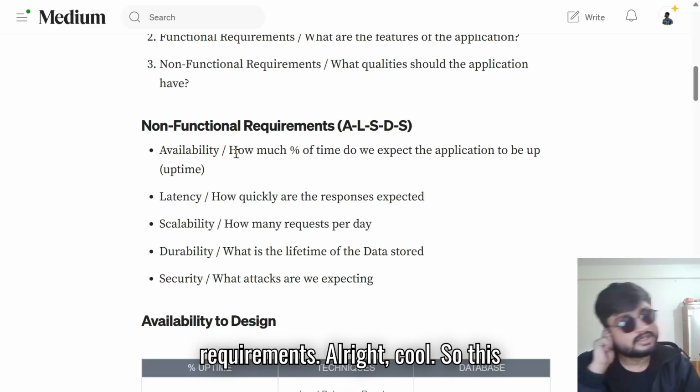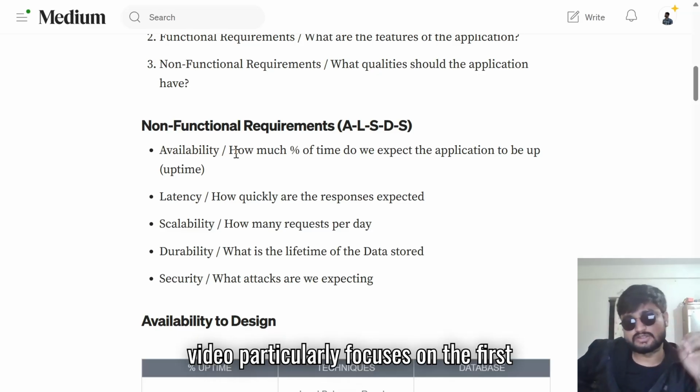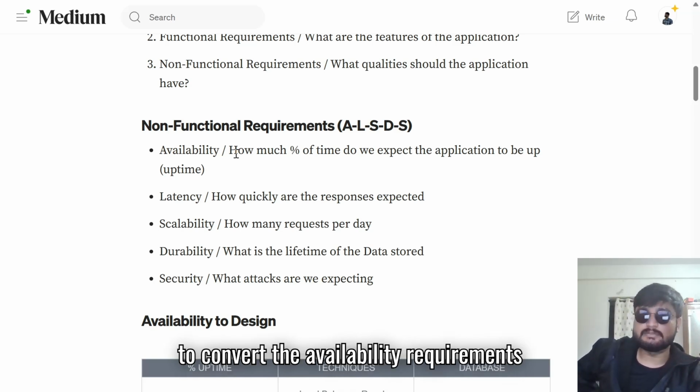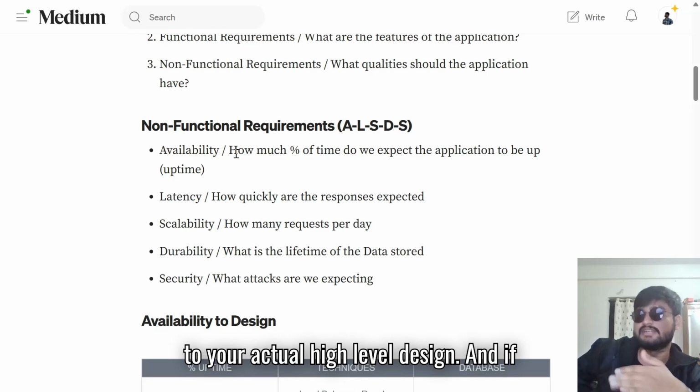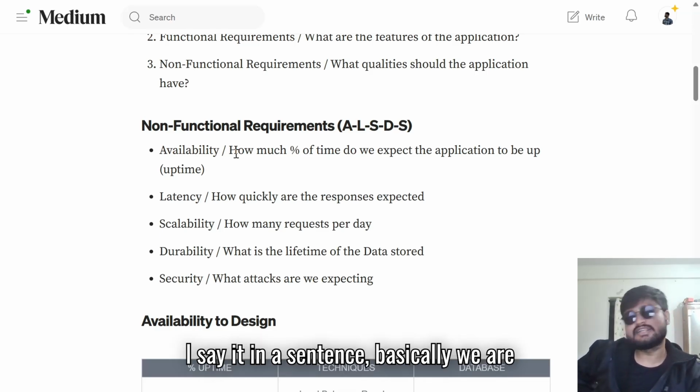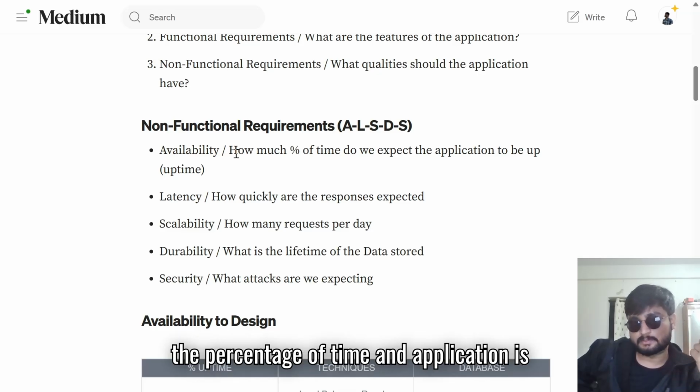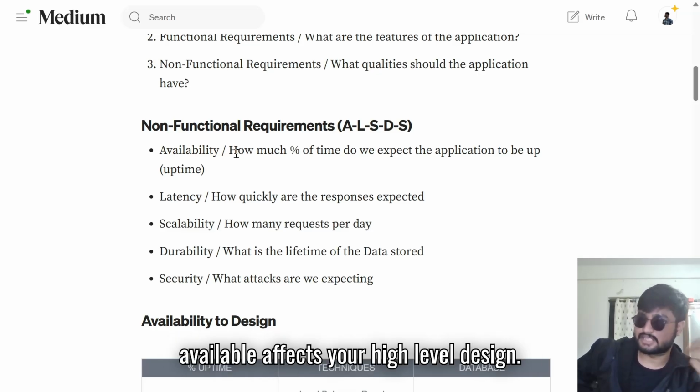All right, cool. So this video particularly focuses on the first letter of that, A. We are trying to convert the availability requirements to your actual high-level design. If I say it in a sentence, we are trying to understand how the uptime, or the percentage of time an application is available, affects your high-level design.